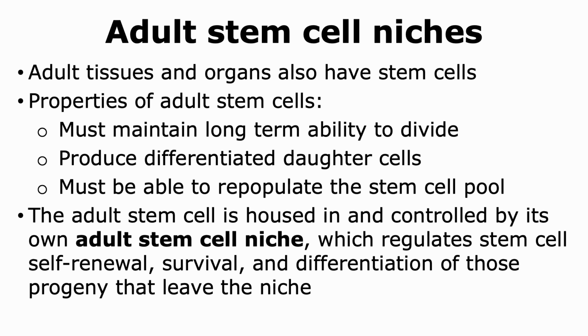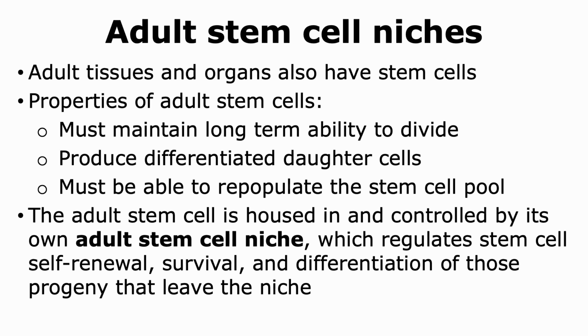The adult stem cell is housed in and controlled by its own adult stem cell niche. This niche provides all the cells and factors that are needed for regulating stem cell self-renewal, survival, and differentiation of the progeny into the appropriate cell fates.